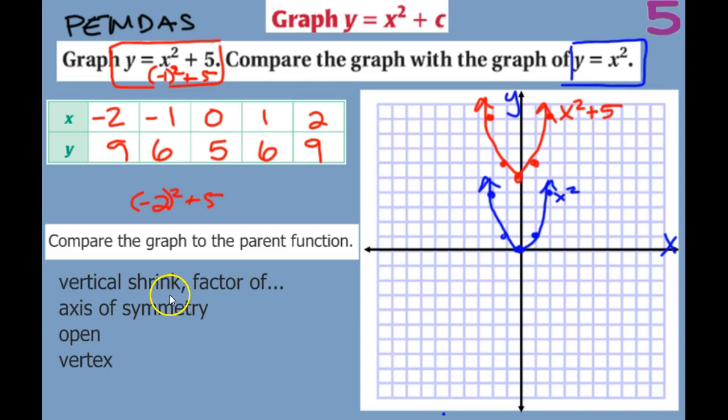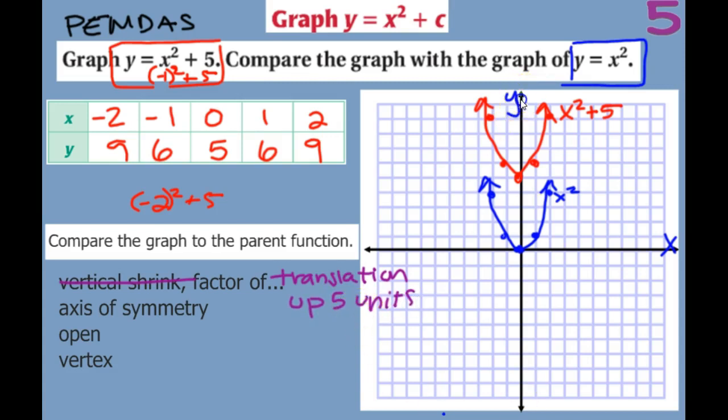So it says vertical shrink or vertical stretch. Neither one happened. We just call this a translation, or we moved up 5 units.